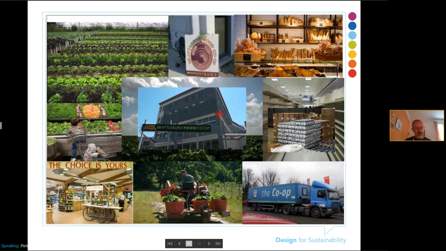And the last example I want to briefly go through is in the United States, called the Brattleboro Food Cooperative. It's based in the state of Vermont, so on the east coast of the United States. And that food co-op was actually approaching the consultant first to build a sustainable supermarket. So build a sustainable building where they would have the supermarket and also the offices in there.